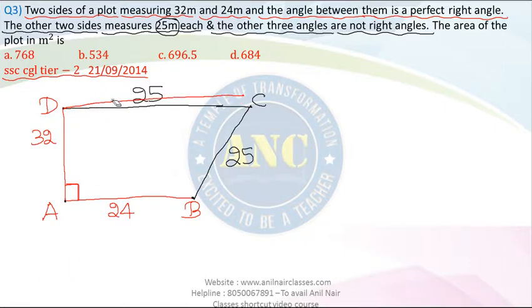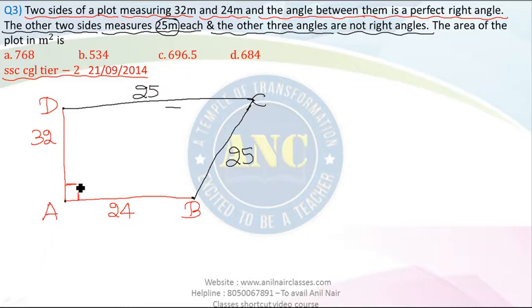Let me draw the actual diagram right now for your better understanding. So D also should not be a right angle. That means DC should not be exactly parallel to AB like this. It should be slightly like this, and it should be of length 25 meters. B to C is also 25 in this case. I hope I am making sense for you. Find the area of the plot in square meters.